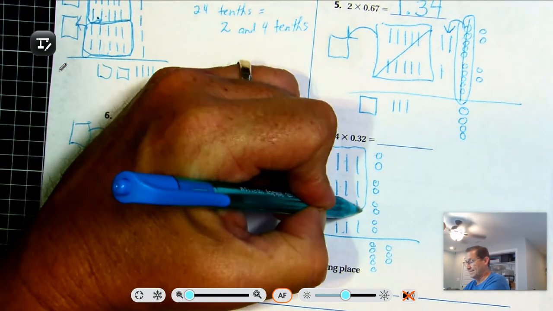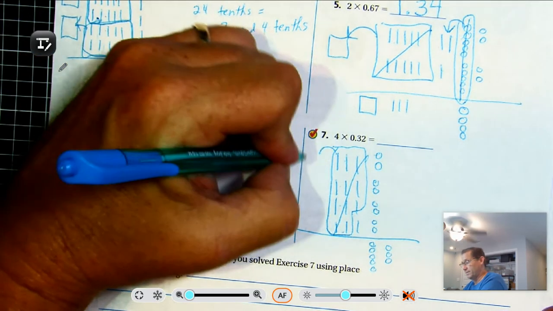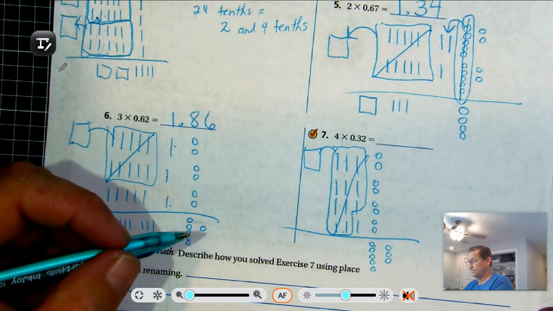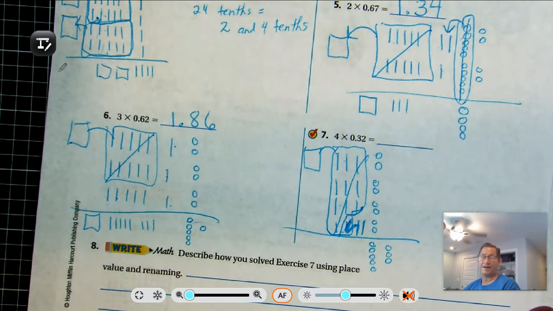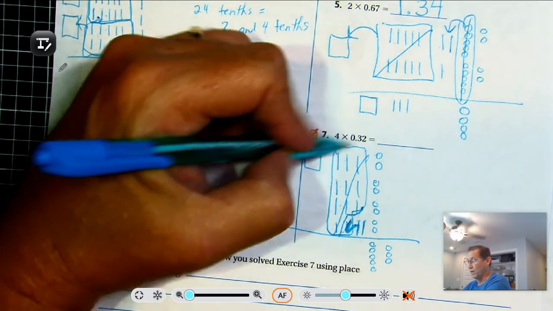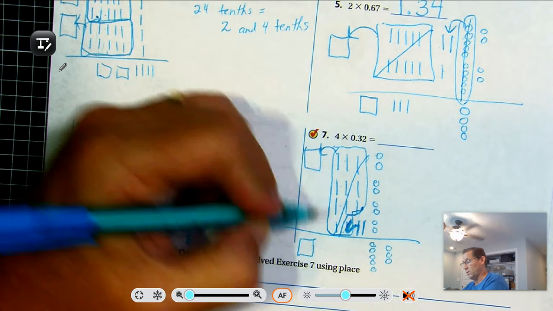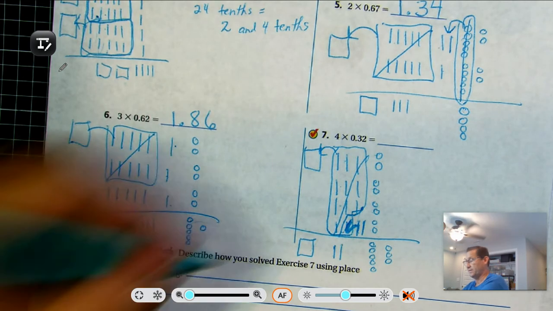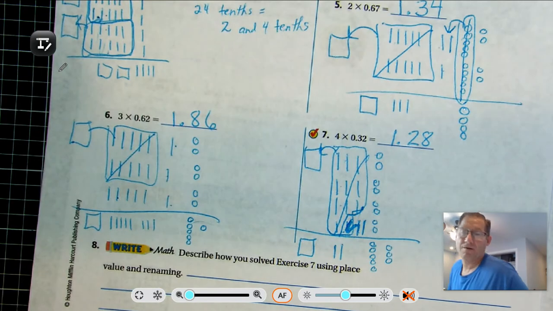That means I can trade 10 of those 12 tenths for one whole. Sorry, I circled 11 actually. Okay, so there's 2 left outside. There was 12. So I took 10 and traded them for one whole, leaving me 2 tenths and the 8 hundredths. So 1, 2 tenths, 8 hundredths. 1.28.